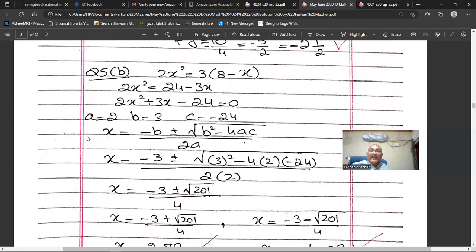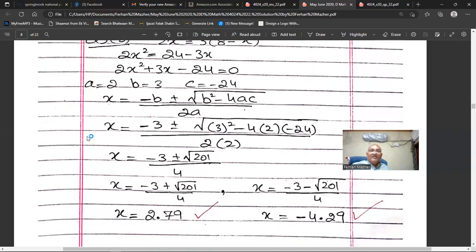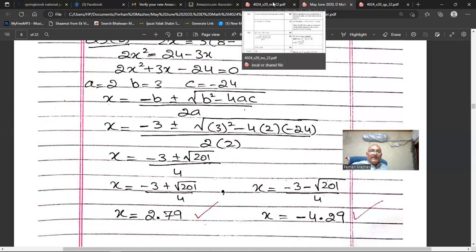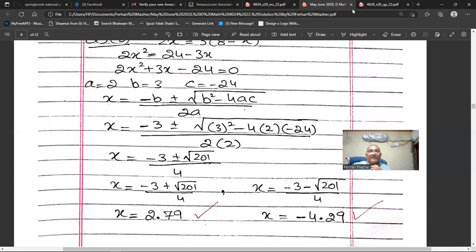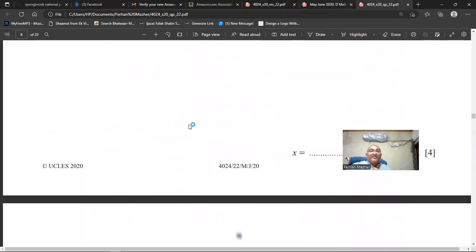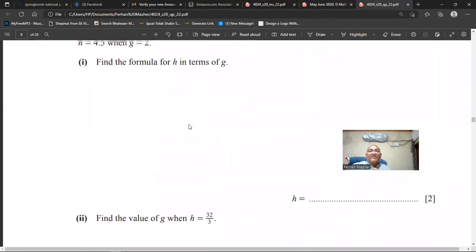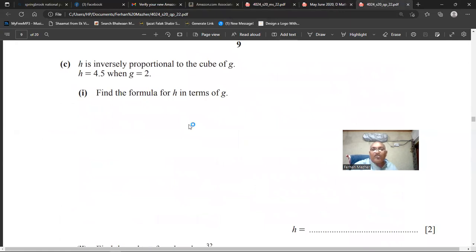This is question number 5, it's B part. So these are the two values, 2.79 and minus 4.29. Our answers are same. Okay, so our answers are right. So that was question number 5, and it's B part. Now we are on question number 5, it's C part.